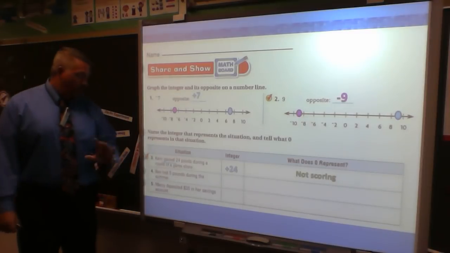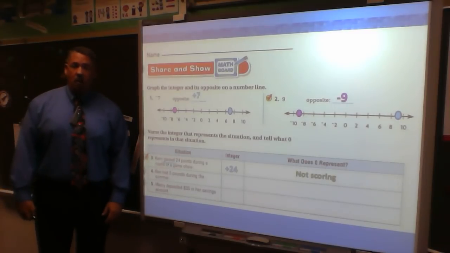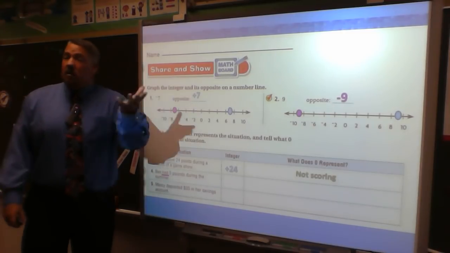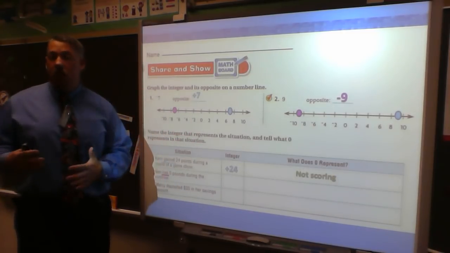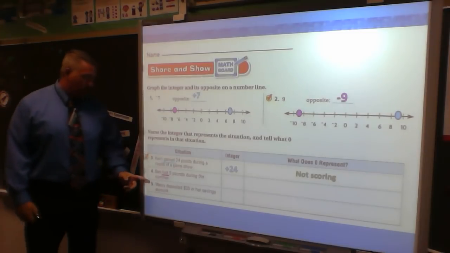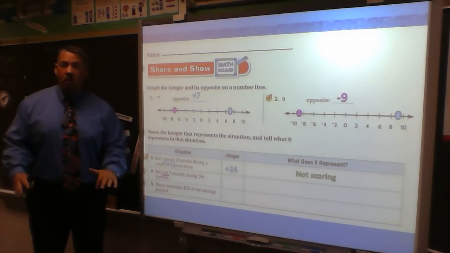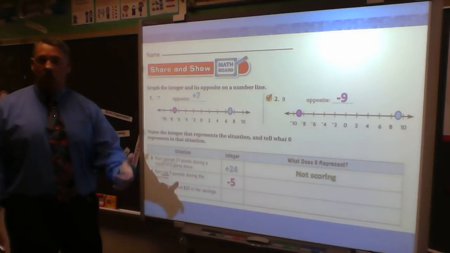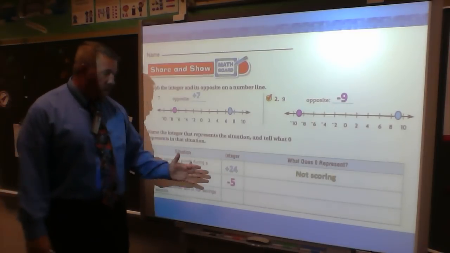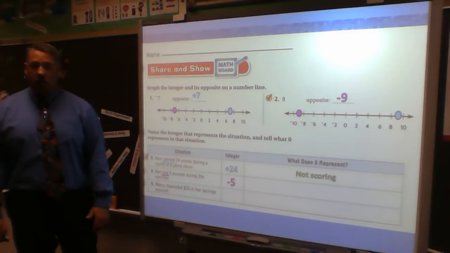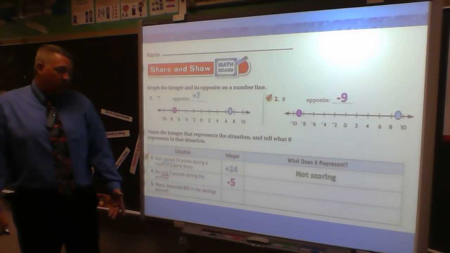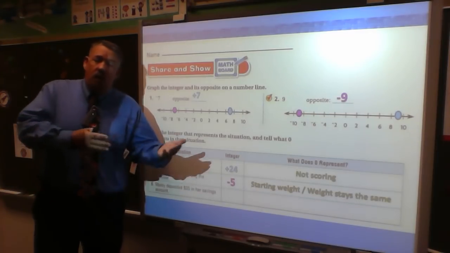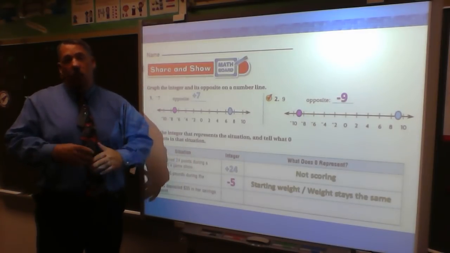Ben lost 5 pounds during the summer. If I've lost something, then I know I'm going down. Now, that's a positive thing for Ben. It's always good to be able to lose weight if you're a little too heavy, okay? But when we're just looking at flat numbers, I know that's a negative because it's going to be losing something. If I had a 0 in that scenario at the end of the summer, then Ben's weight would just stay the same. He wouldn't gain any weight, he wouldn't lose any weight. We're okay, we just stay the same.